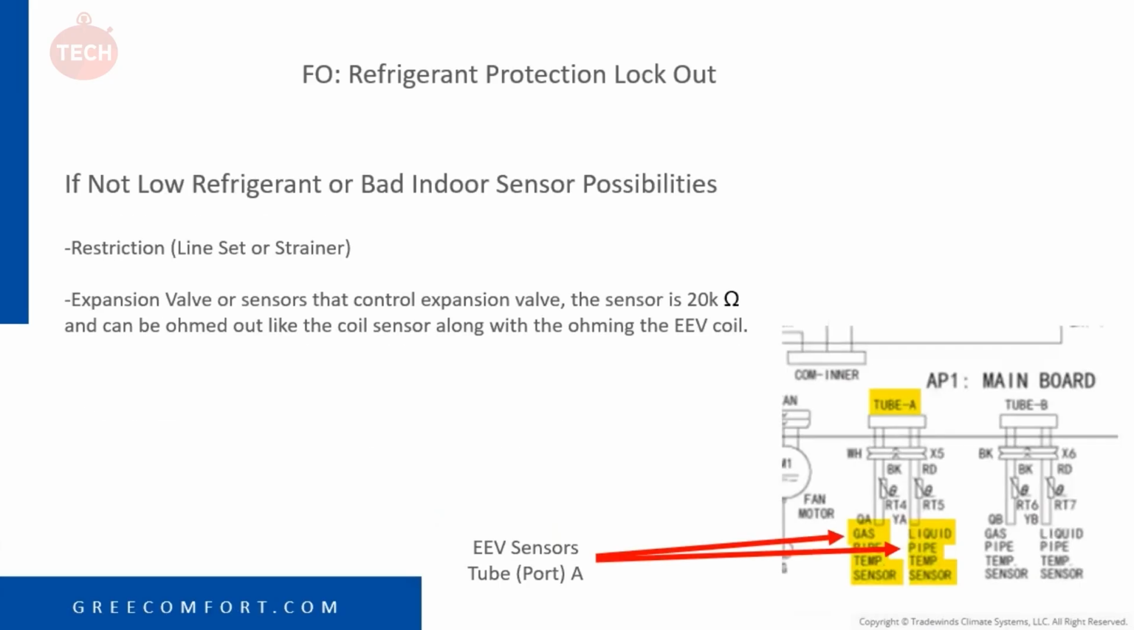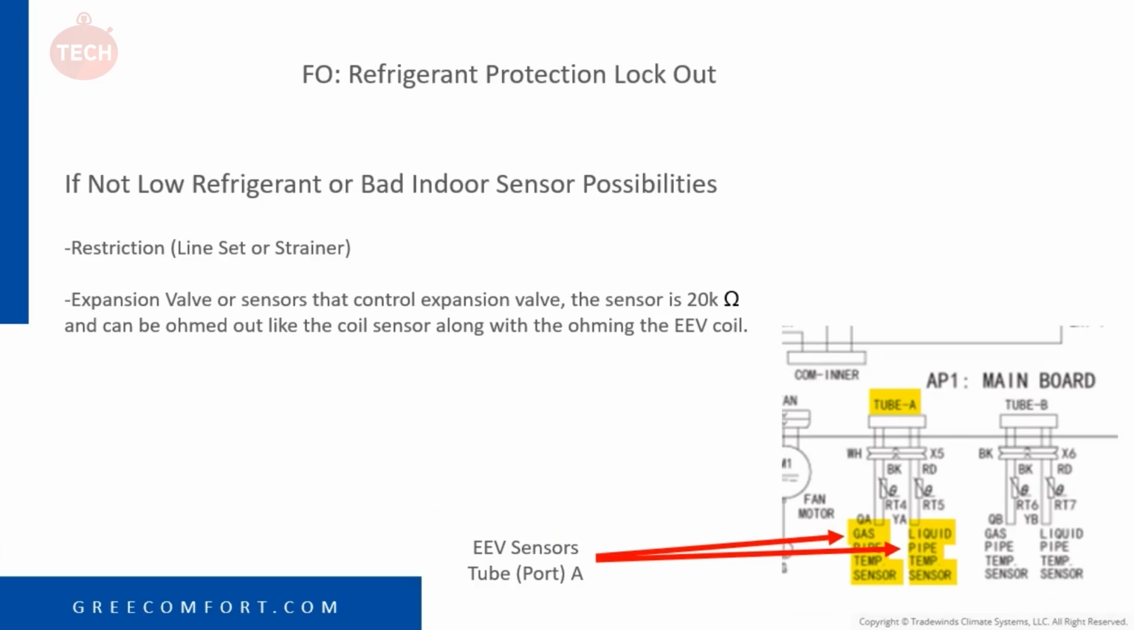A couple things here. If we get an FO code and it's not low on refrigerant or a bad indoor coil sensor, we could possibly have a line set or strainer restriction, or we could have an expansion valve or sensors that control the expansion valve issue. I have arrows pointed to those sensors in this example, just a little snippet of one of our diagrams.